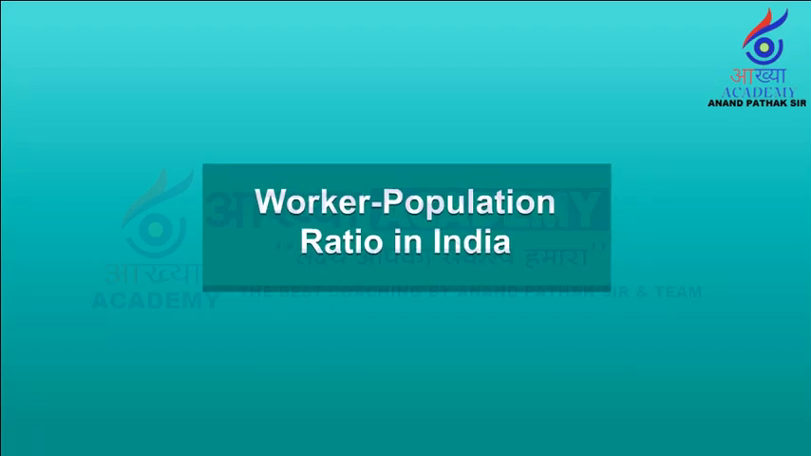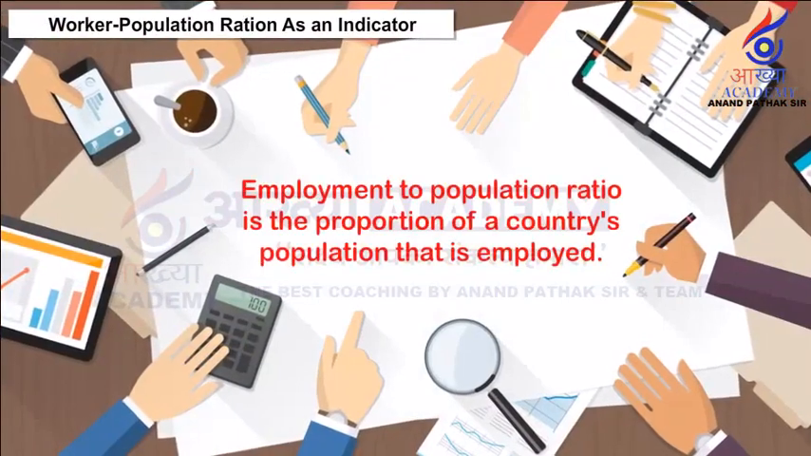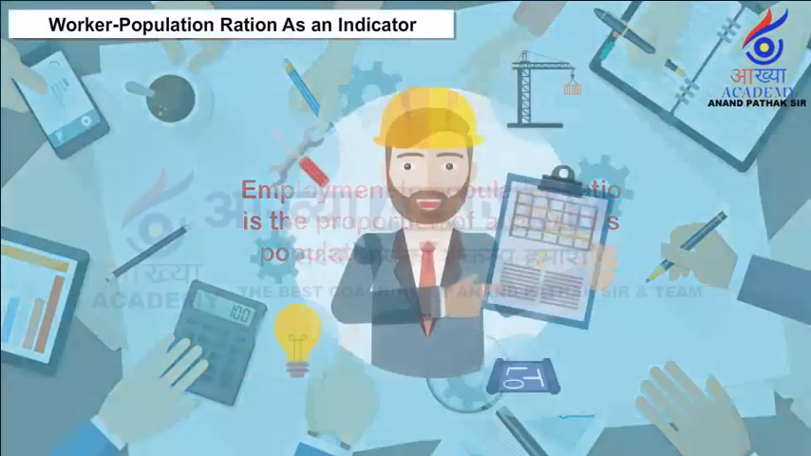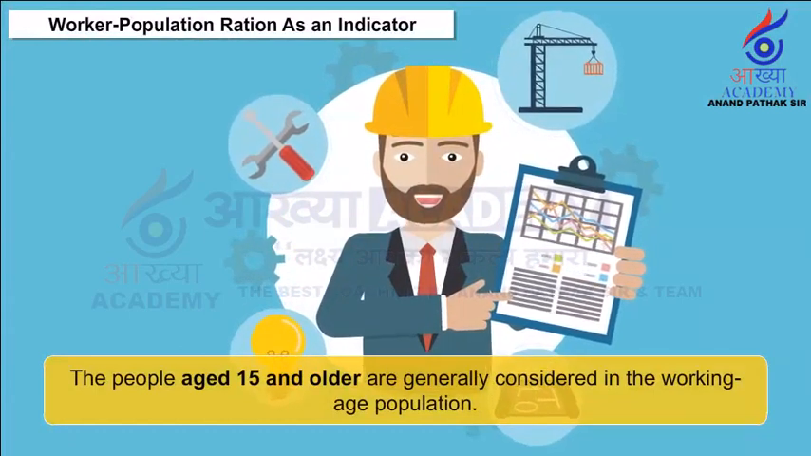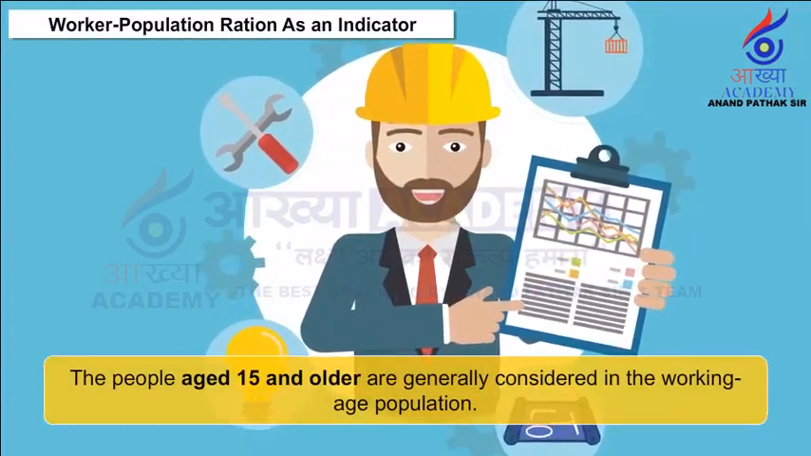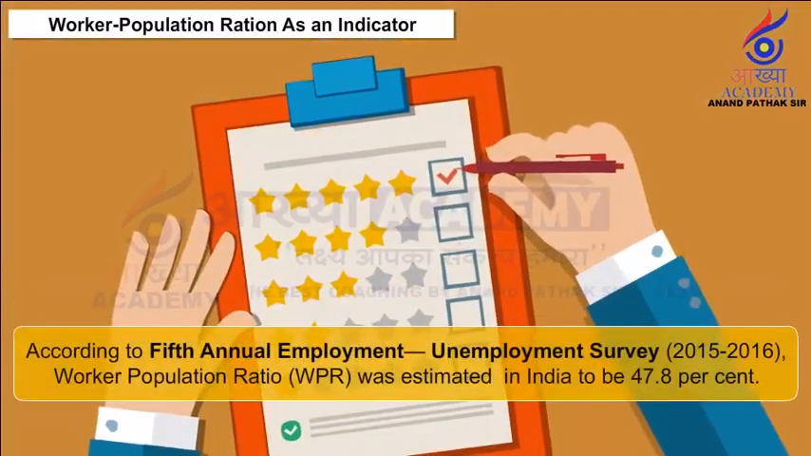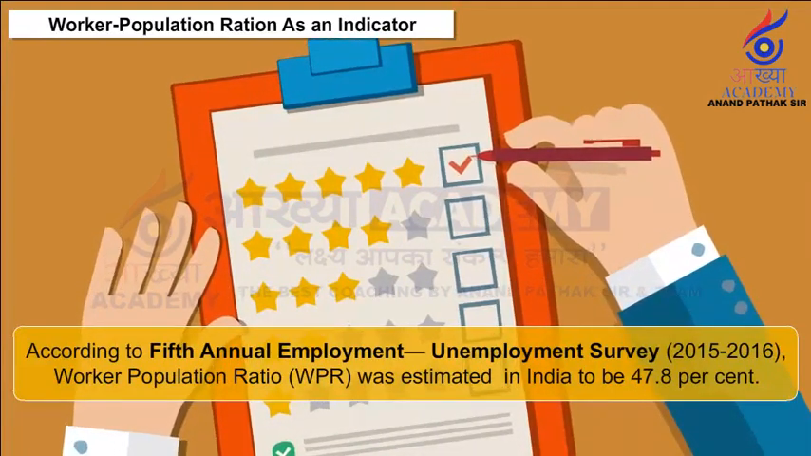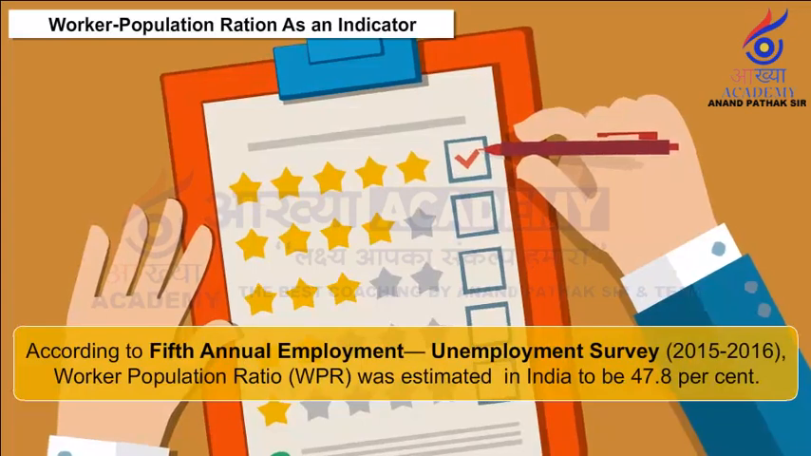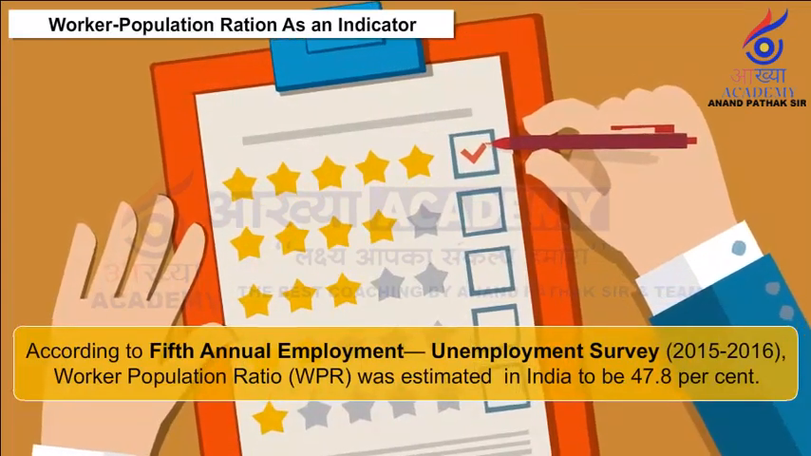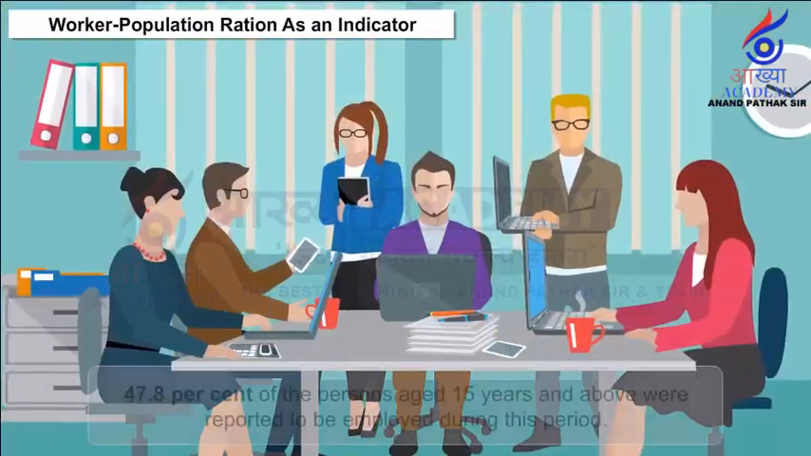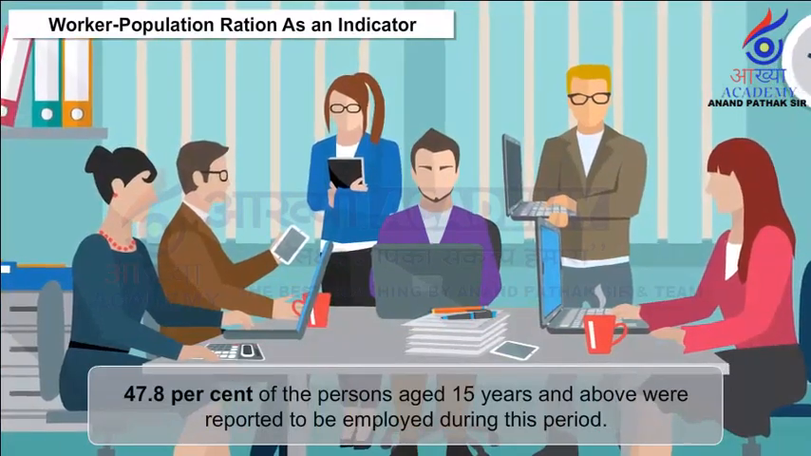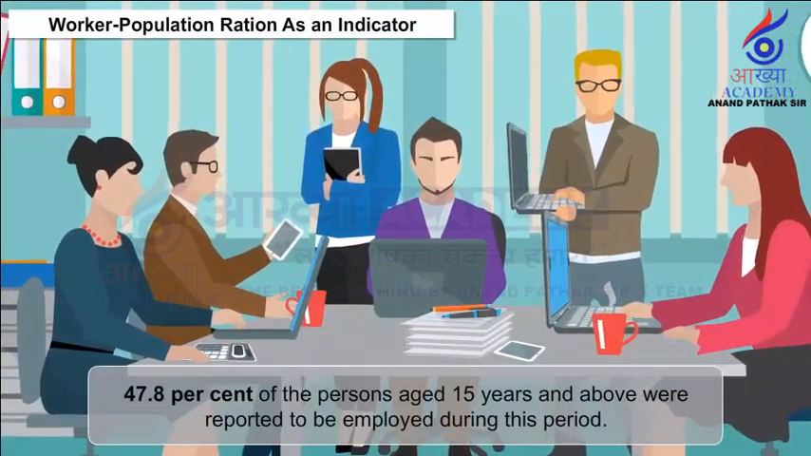Workers' population ratio in India. Employment to population ratio is the proportion of a country's population that is employed. The people aged 15 and older are generally considered the working age population. According to the 5th Annual Employment Unemployment Survey 2015-16, the worker population ratio, WPR, was estimated in India to be 47.8%. Thus, 47.8% of the persons aged 15 years and above were reported to be employed during this period.